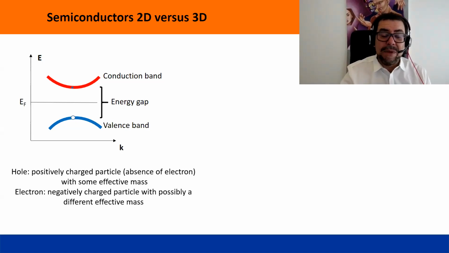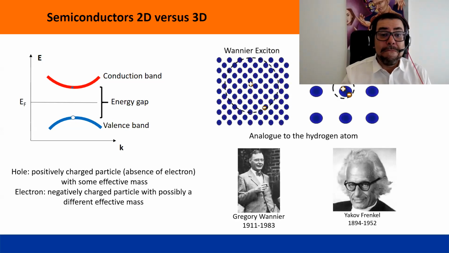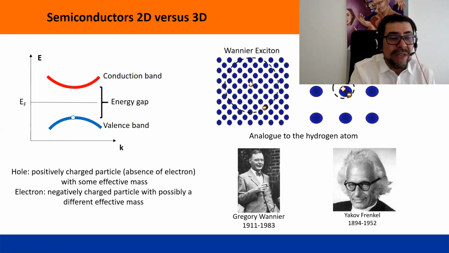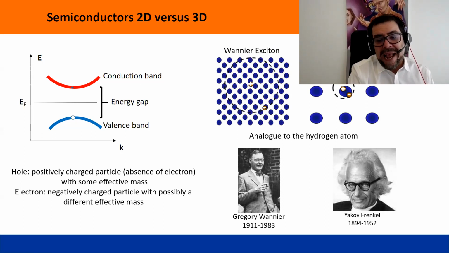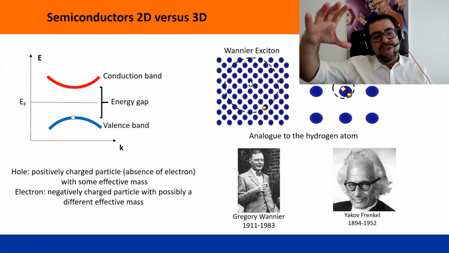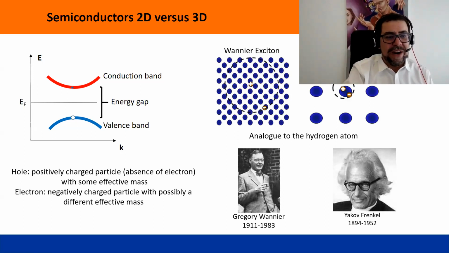But in reality, because they have opposite charge, they can bind and form states like hydrogen, little hydrogen atoms of electrons and holes. And these are called excitons. There are different types of excitons. These are two. The Wannier excitons are huge excitons where the radius of this hydrogen atom is very large and takes over many, many atoms in the lattice.